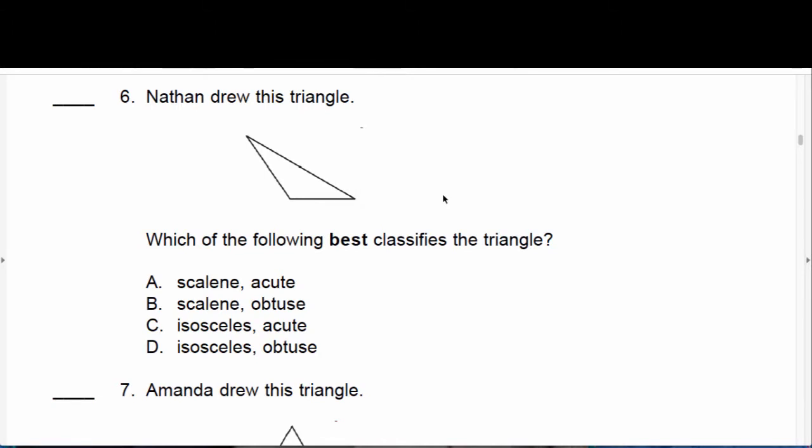Question 6. Nathan drew this triangle. Which of the following best classifies the triangle? A. Scalene and acute. B. Scalene and obtuse. C. Isosceles and acute. D. Isosceles and obtuse.